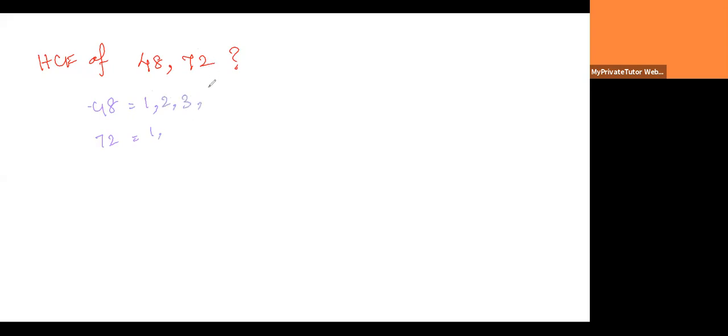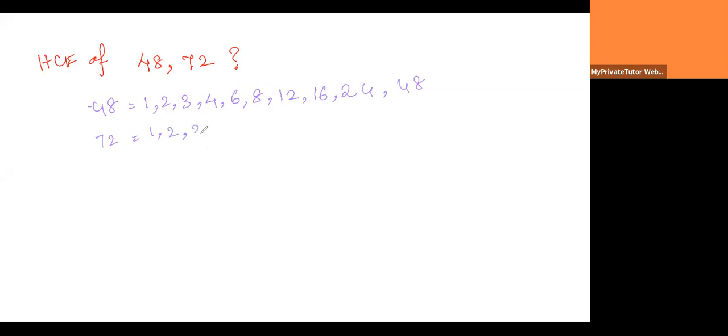So let me write quickly, just a moment. 4 is possible, 5, 6, 7, 8, 9, 10, 12. And then we have a 16. We have a 24. And we have a 48. So similarly, write the factors of 72.